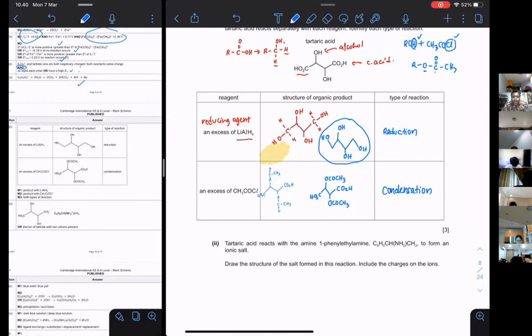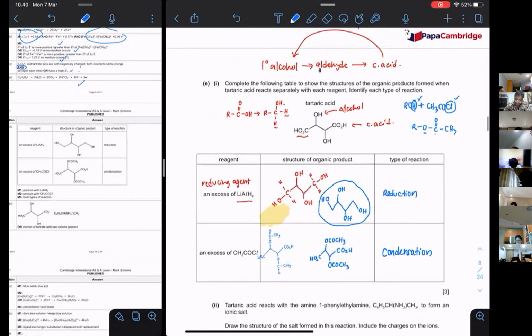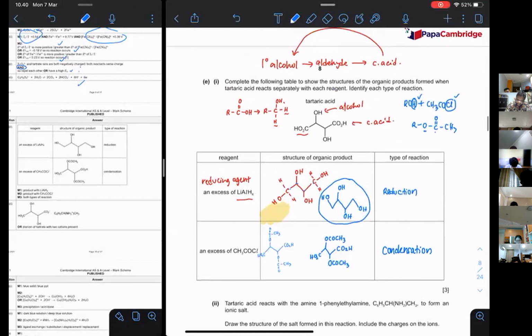Now, tartaric acid reacts with amine 1-phenylethyl amine to form an ionic salt. So let's see what tartaric acid is again. Okay, so I erase this. Five more minutes. Copy and bring over here.